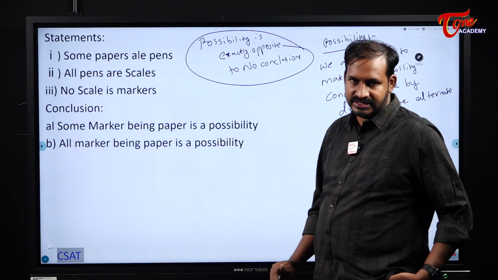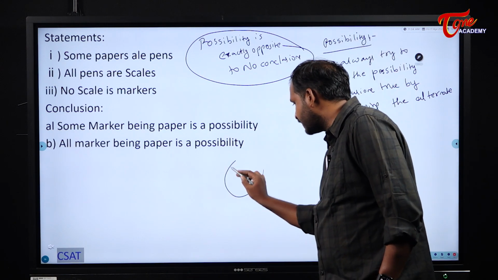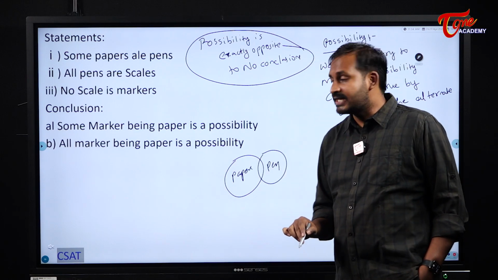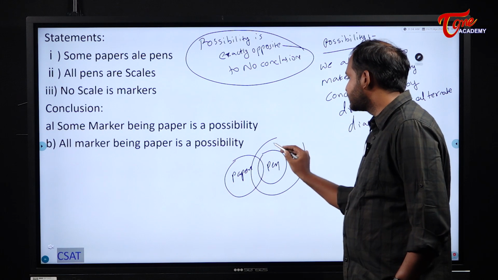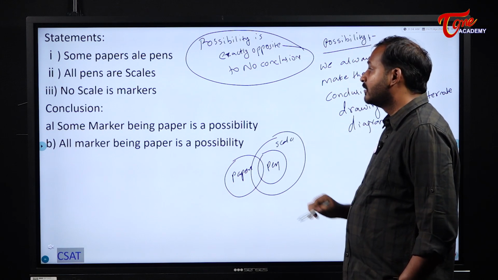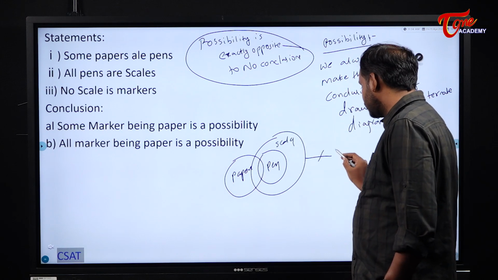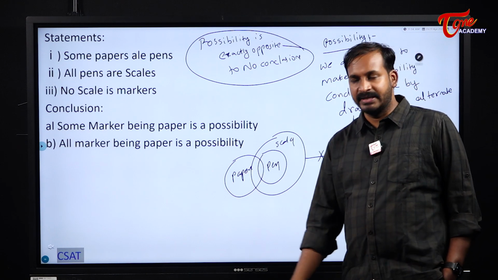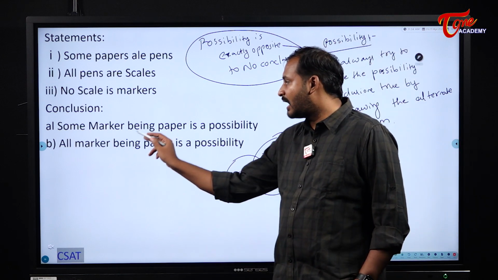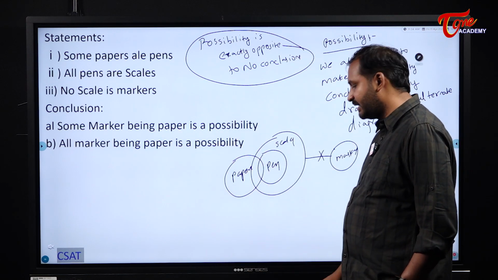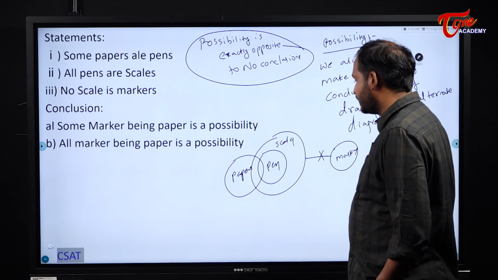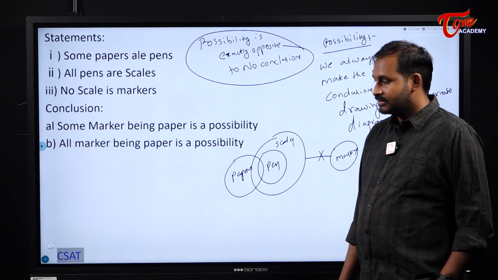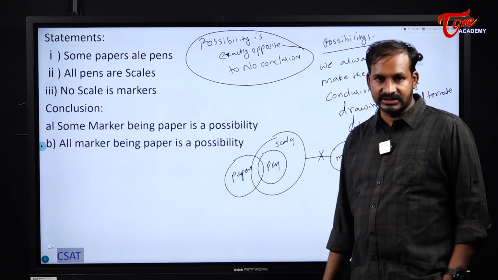Some papers are pens. All pens are scales. No scale is marker. That is the basic diagram form. Now the first conclusion: some markers being paper is a possibility. According to the basic diagram, what is it? False. Some markers being paper is false.